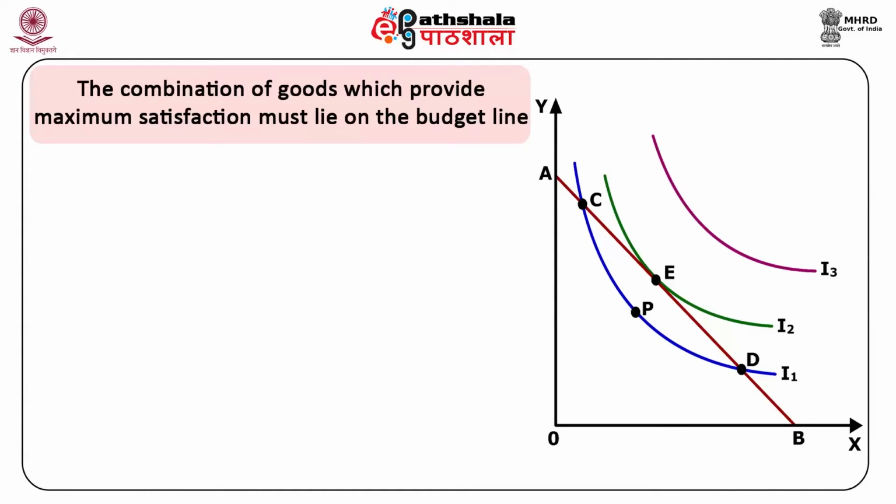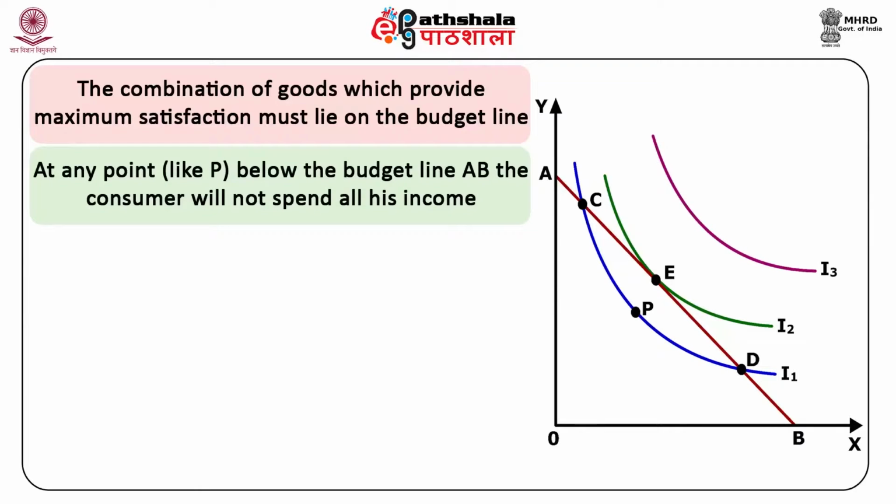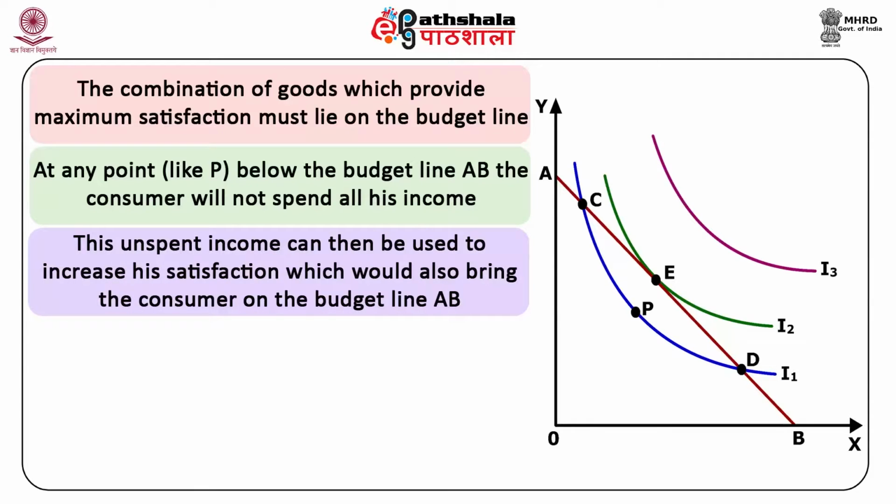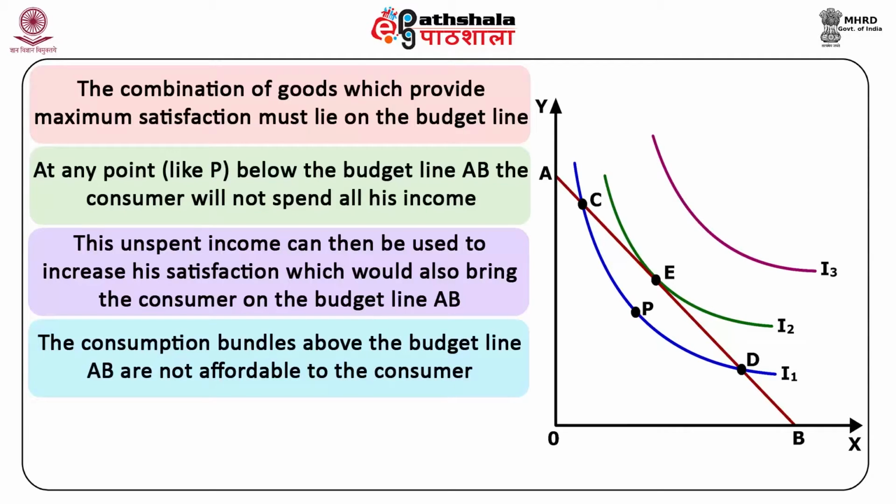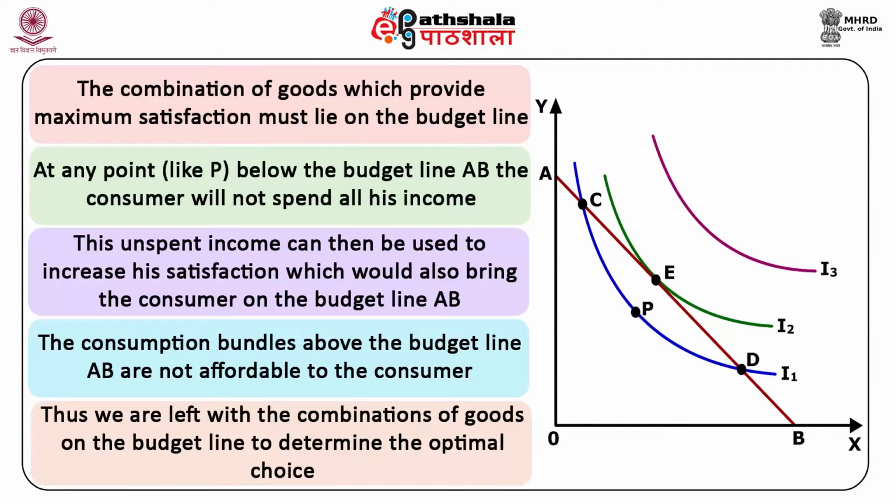The combination of goods which provide maximum satisfaction must lie on the budget line. This is because at any point like P below the budget line AB, the consumer will not spend all his income. Figure 4. This unspent income can then be used to increase his satisfaction, which would also bring the consumer on the budget line AB. Also, the consumption bundles above the budget line AB are not affordable to the consumer. Thus, we are left with the combinations of goods on the budget line to determine the optimal choice.